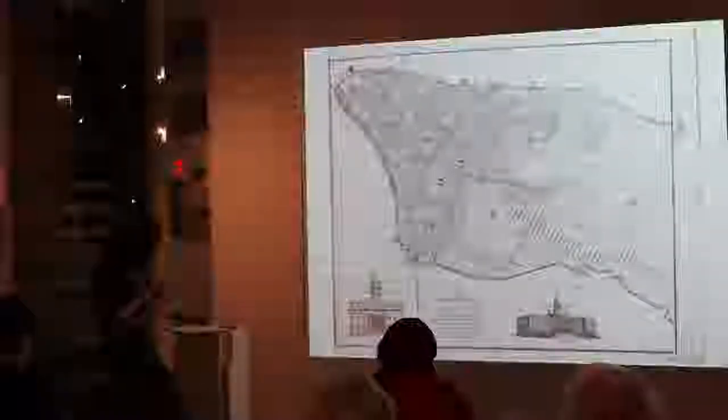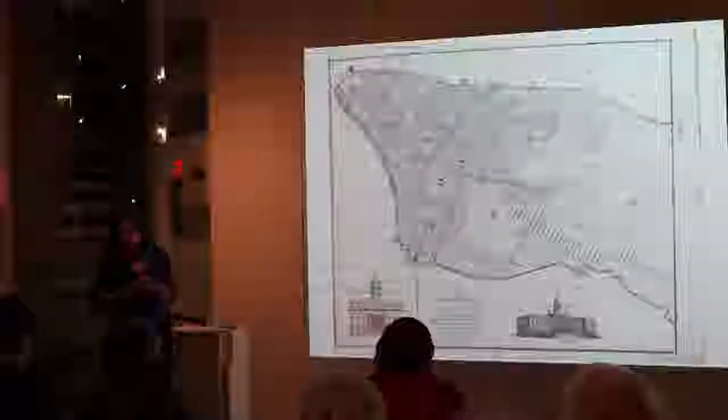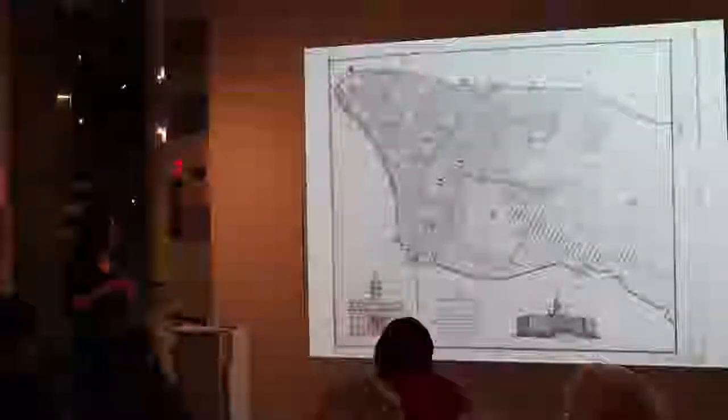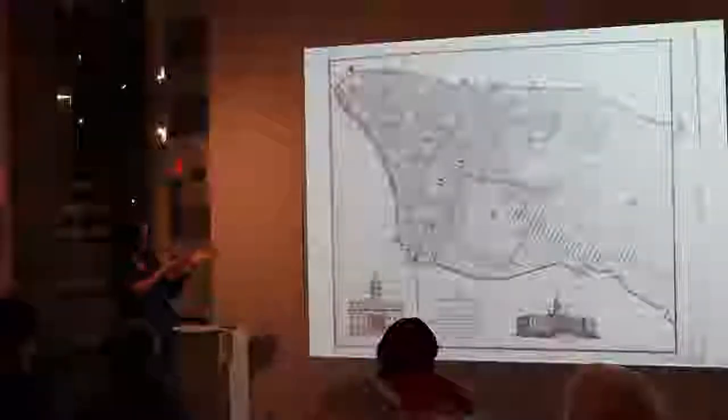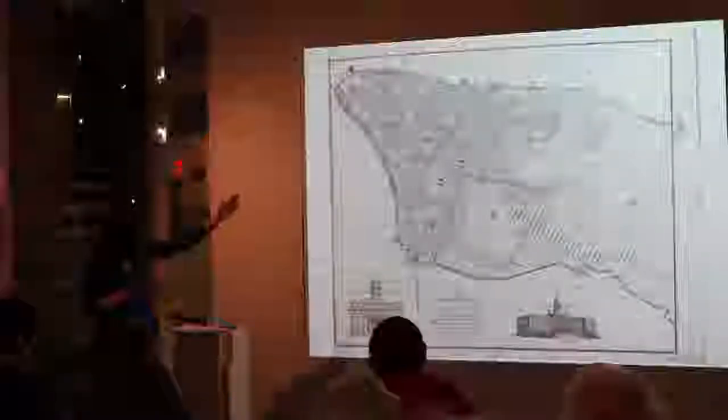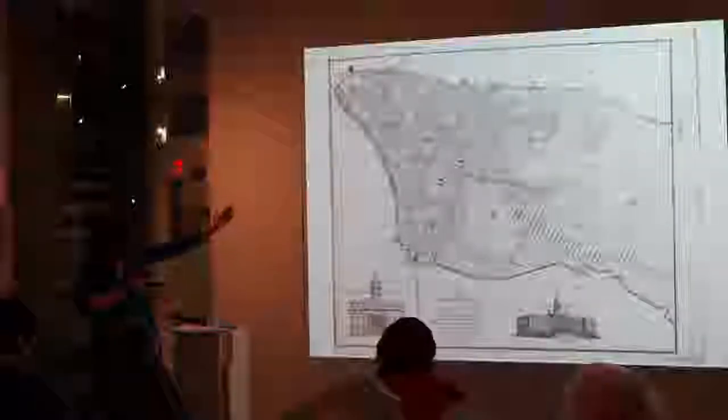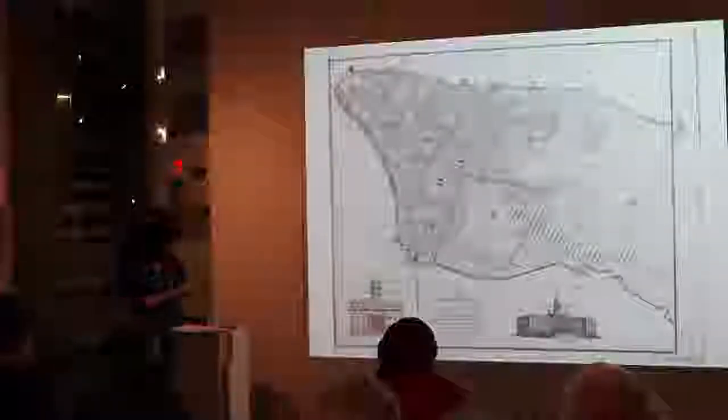And this is 1827. So the grid was formally announced in 1811. Sixteen years later, you can see that it's starting to be realized, okay? And that's really everything above Houston Street.